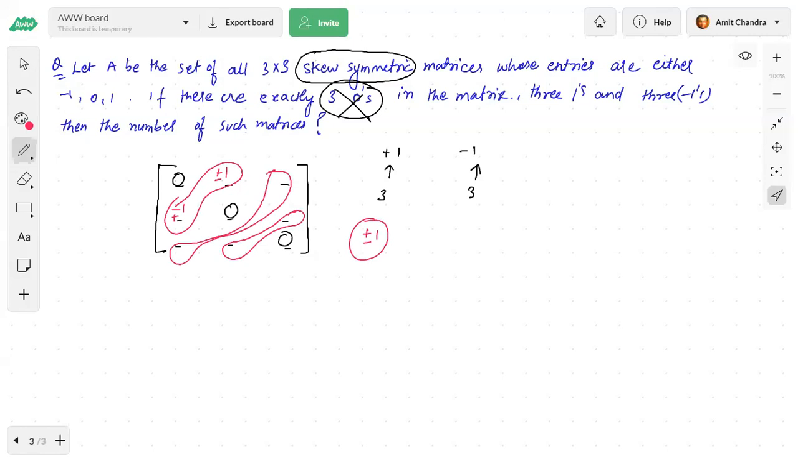So we have an option either to put +1 or -1 here. How many options? 2. Here again 2 options, and here +1 or -1, 2 options. So 2 into 2 into 2. So total how many options do we have? 8. Understood? If we keep +1 here, we have to keep -1 here. If we keep -1 here, we have to keep +1 here. So total number of such possible matrices is 8.